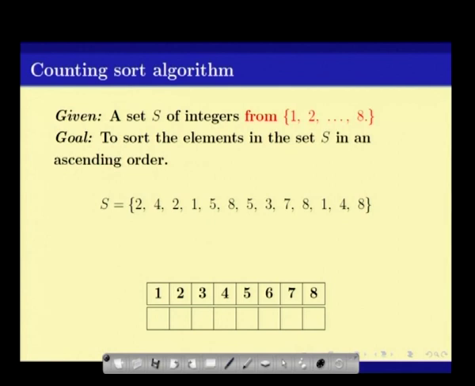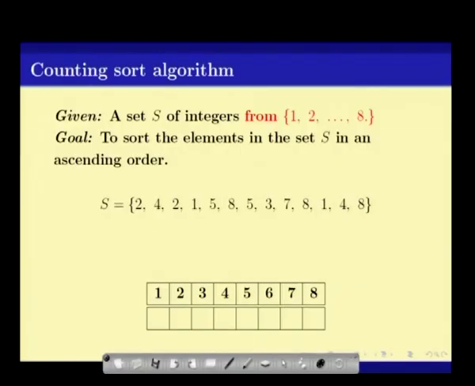So, to sort it, the first thing we do is that we will maintain count of how many times some element occurs. Thus, we have this table here where we have written 1 to 8, and then we go over this set S. Before we start this algorithm, we make all the counts to be 0, and then we go over this set one by one.